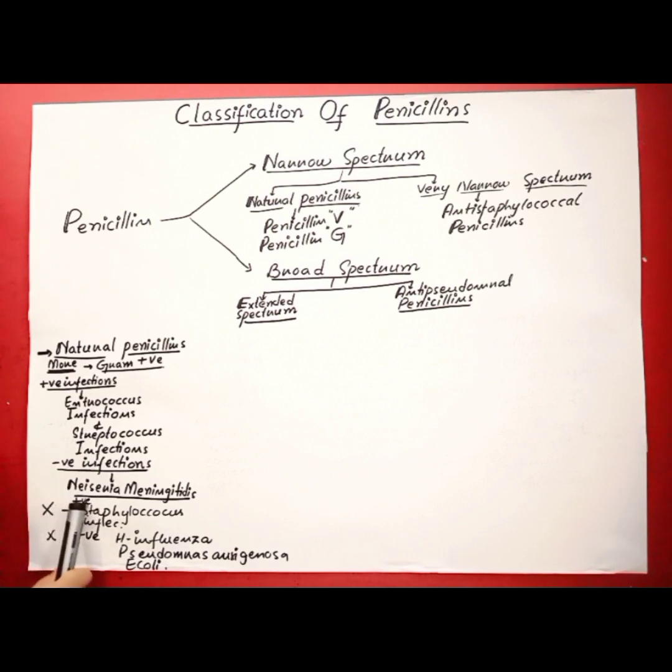So these natural penicillins are ineffective against infections caused by gram-positive bacteria like staphylococcus, and infections caused by gram-negative bacteria like Pseudomonas aeruginosa and E. coli. So let's go to the next generation of penicillin, which is effective against Staphylococcus infections. As I told you, natural penicillins cannot work against Staphylococcus infection, so we have to go through some penicillins which are effective against it.